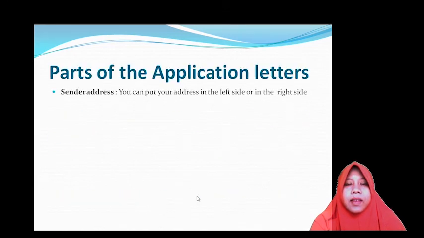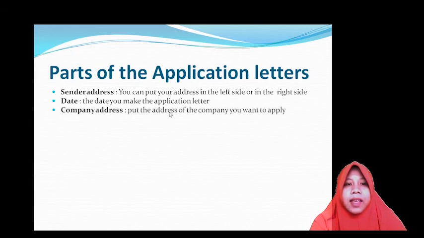Now, I will explain how you can write, how you must fill in each part of the application letter. The first is the sender address. In the sender address, you can put your address on the left side or on the right side. And for the date, you can write the date you make the application letter. And company address. Put the address of the company you want to apply to.